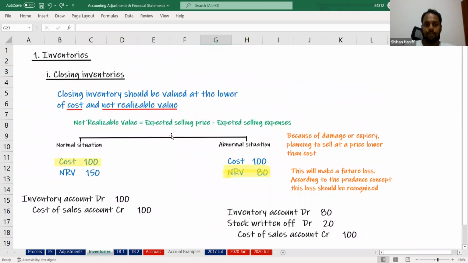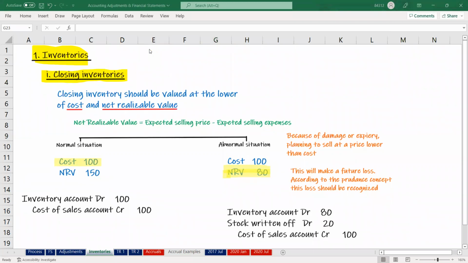Okay, number one, inventories. Under inventories, first I'm going to explain the closing inventory. Number one, closing inventory. So what is the closing inventory? In all businesses, they have to calculate the closing inventory at the end of the financial year. That is 31st March to 31st March, and for some businesses, 31st December.